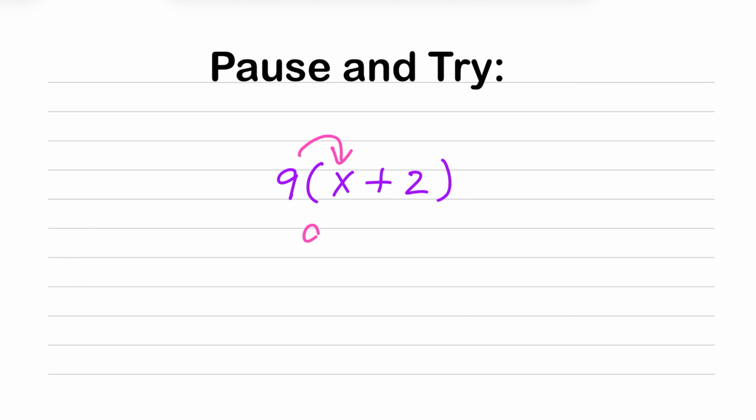We're going to multiply 9 times x to get 9x, and 9 times 2 to get 18. So we have 9x plus 18.